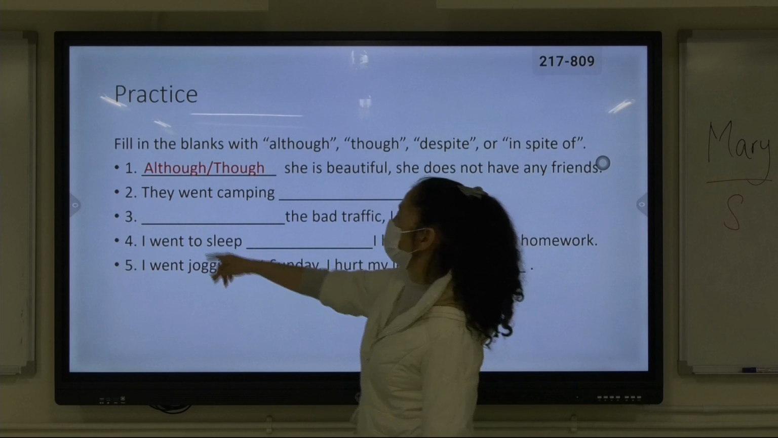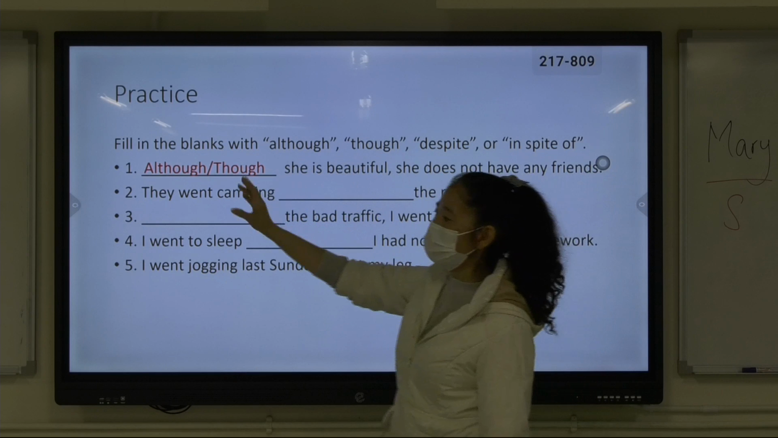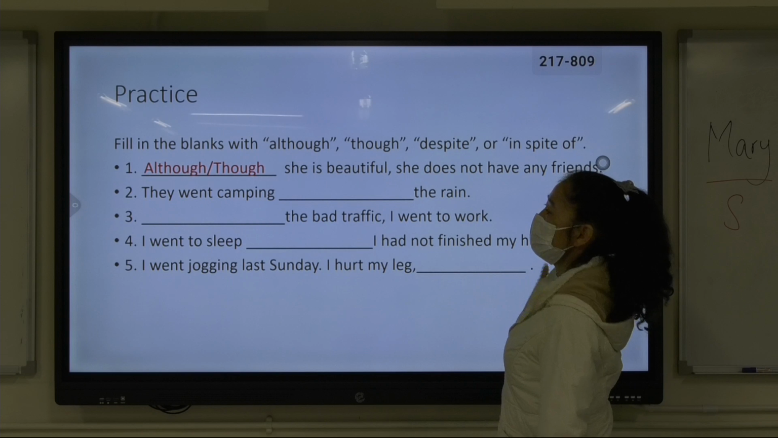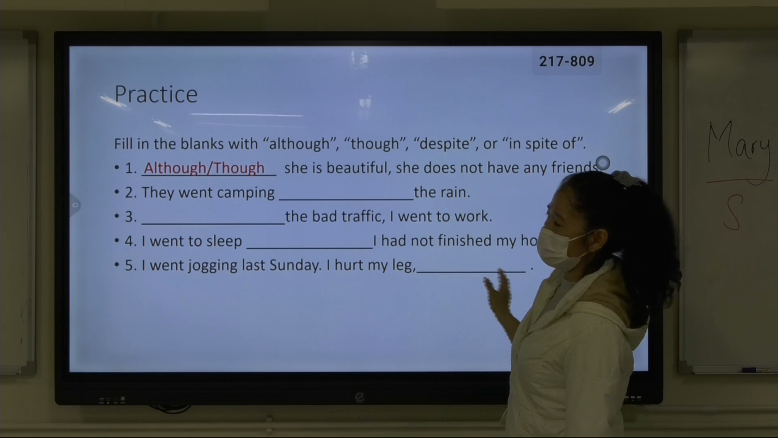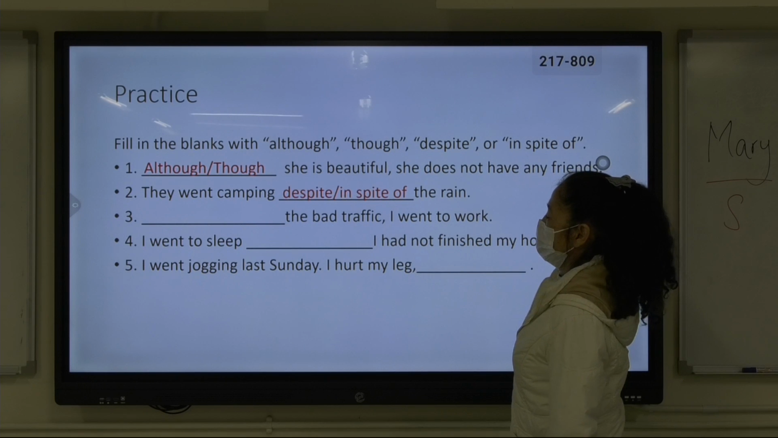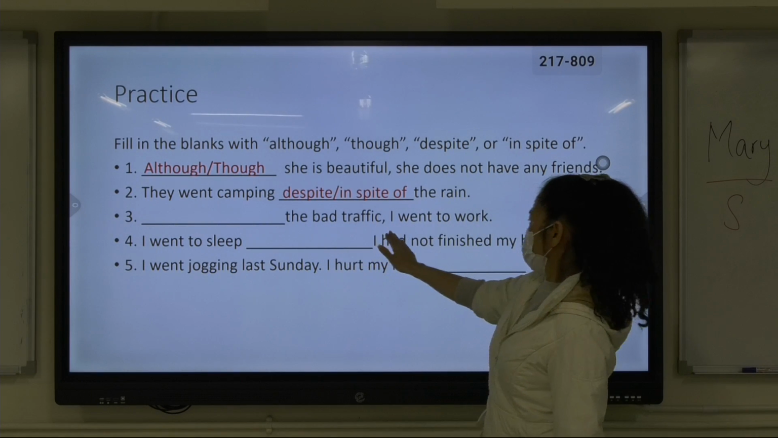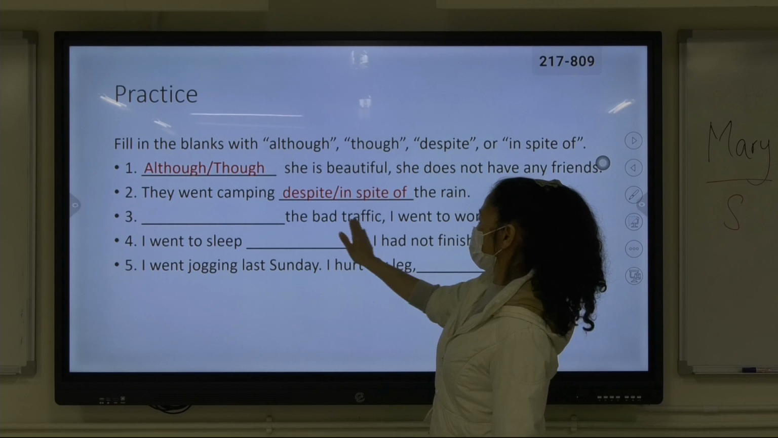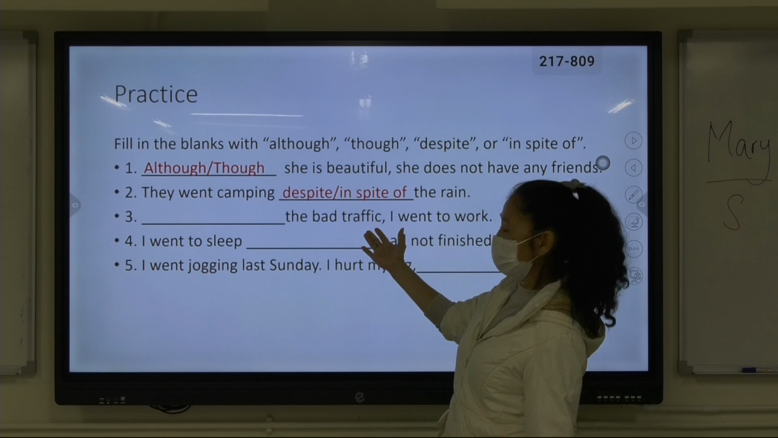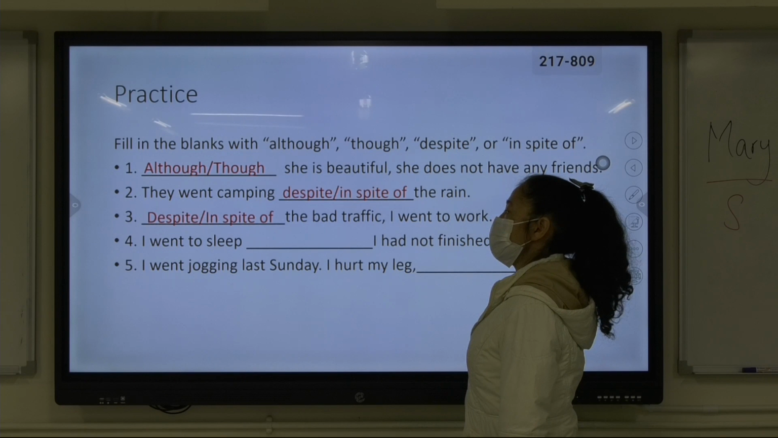And then the second one: they went camping, the rain. So find one suitable connective. The rain, it is a noun, right? So for a noun, which 2 connectives are followed by a noun? Despite and in spite of. Alright, and then number 3: the bad traffic, I went to work. So which connectives should be followed by the bad traffic? Is there any verb here? No verb. These are nouns. So despite and in spite of.